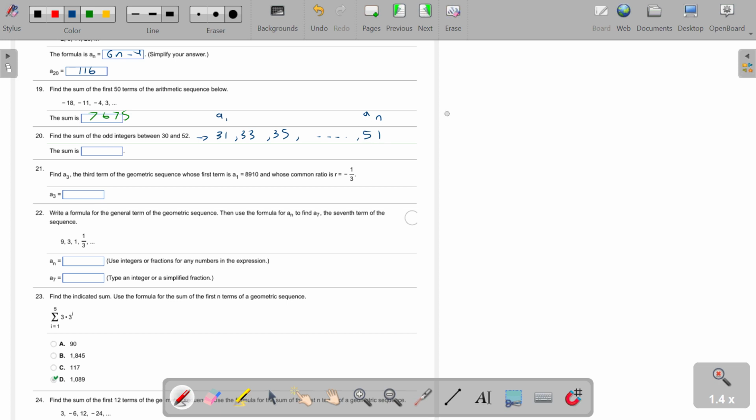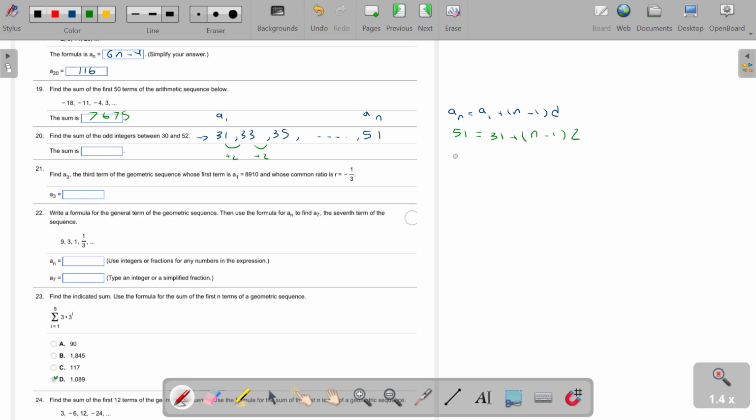I'm going to use the general term, which is a1 plus n minus 1 times d. I know an, which is the last term here, is equal to 51. So I'm going to write 51 here, equal to a1, that's 31. I don't know what is the number of the term. That's what we are looking for. And the d value will be 2, because each term is added by 2 to go to the next term. So this is 2. Now I'm going to solve this for n.